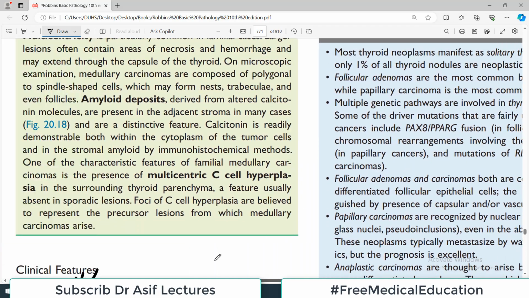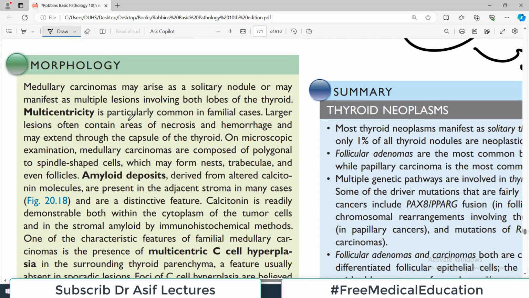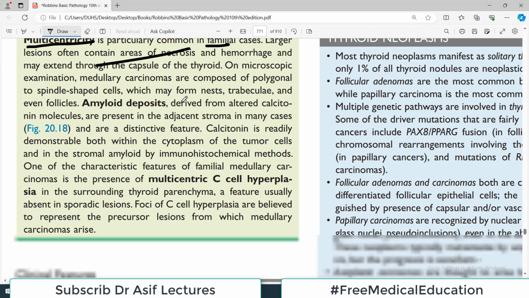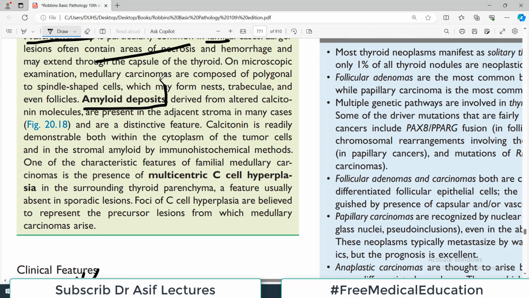Okay? Now let's look at the histopathological appearances. Medullary carcinomas may arise as a solitary nodule or maybe multiple lesions. Multicentricity is a particularly common phenomenon in familial cases. Large lesions, so that's not for you to remember. Amyloid deposits derived from the altered calcitonin molecule. So you see a lot of amyloid. This is specific about this particular category.